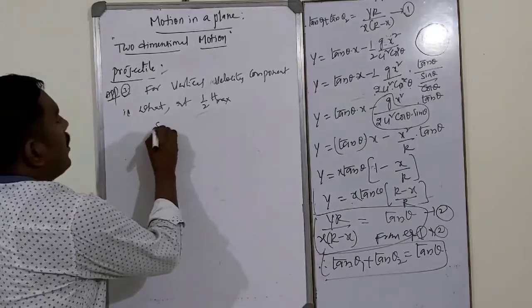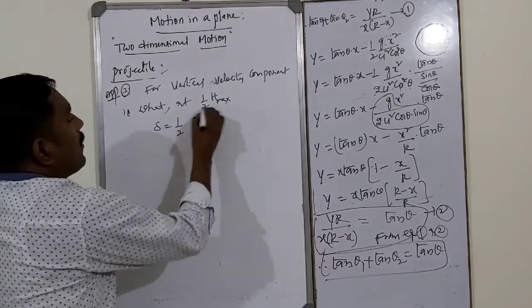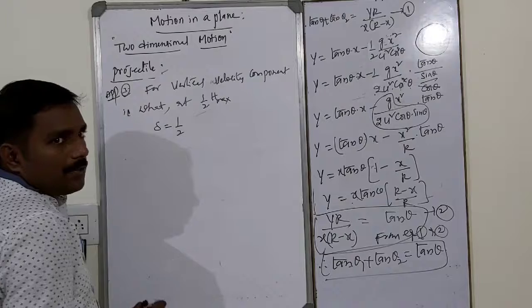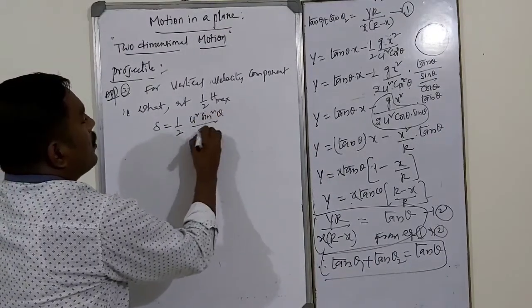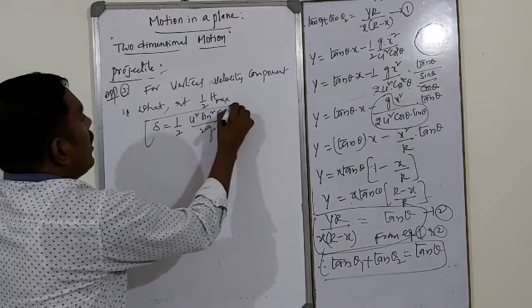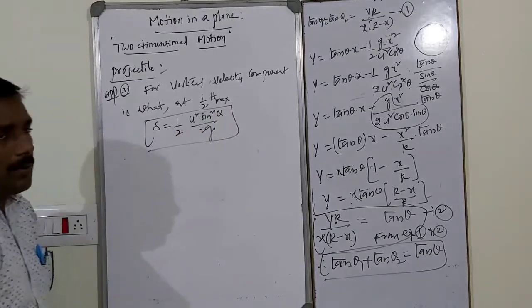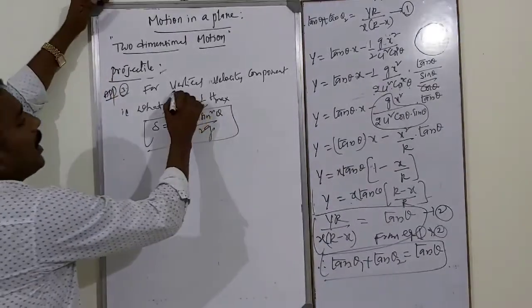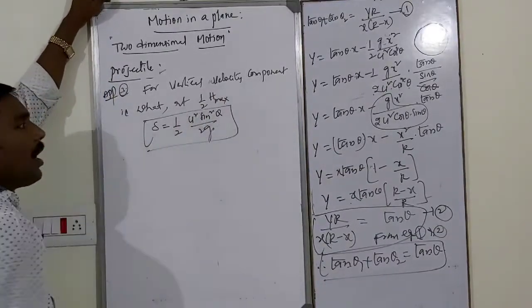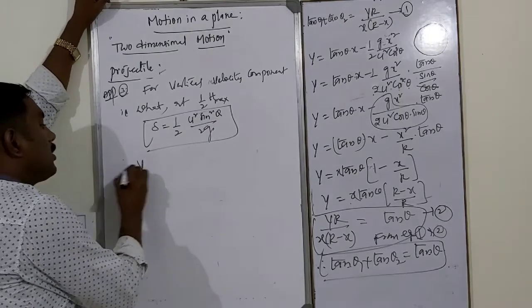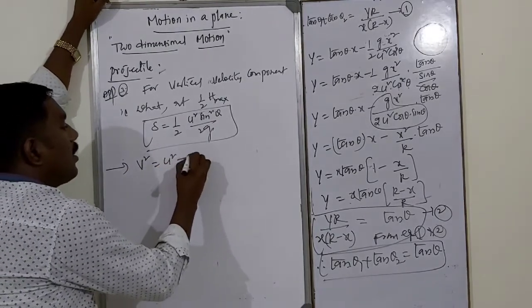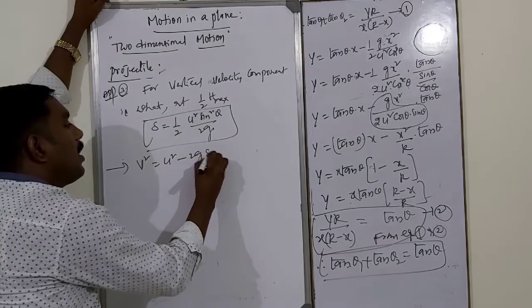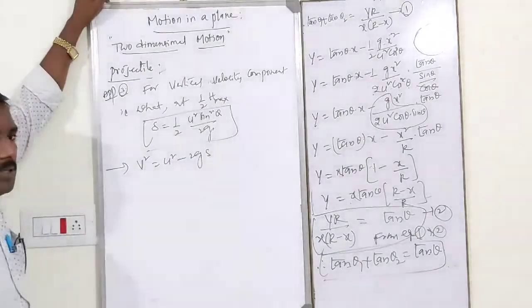So dear students, displacement is equal to half of the maximum height. Maximum height is u square sin square theta by 2g. This is half of the maximum height. What is the vertical velocity component at half of the maximum height? Using the equation of motion, v square is equal to u square minus 2gs, and a is equal to minus g, students.